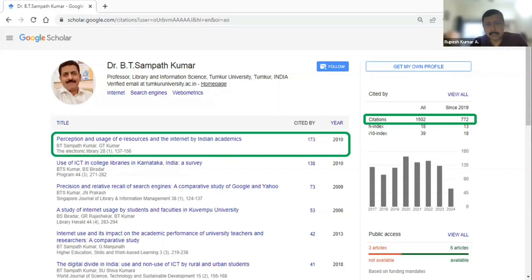From this list, let me take up only one article. Okay? Perception and usage of e-resources, electronic resources, and the internet by Indian academics. This is an article authored by 2 people, B.T. Kumar and G.T. Kumar. This article today has earned 173 citations according to Google Scholar. It was published in 2010. It's been 14 years or 15 years. It is published in a journal called The Electronic Library.